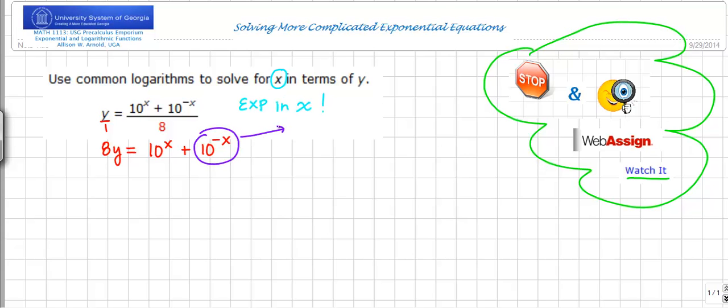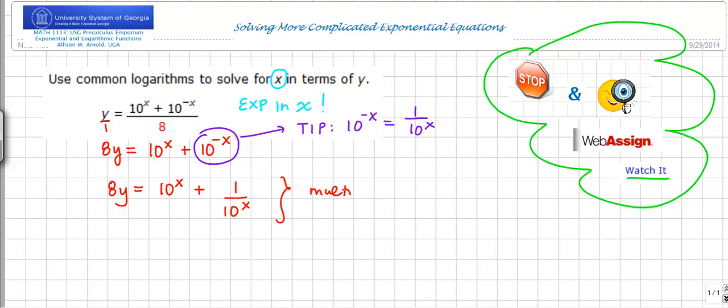Well, a tip that we give in our watch-its is that if you have 10 to the negative x, rules of exponents allow you to write this as 1 divided by 10 to the positive x. Okay, let's try that and see what happens. What we're going to do is keep working at this until we get something we recognize. Now, if I multiply both sides of this equation by 10 to the x power, I will certainly cancel the denominator on the right hand side, but each of the other terms will also be multiplied by 10 to the power of x.